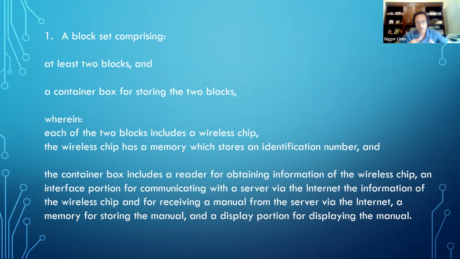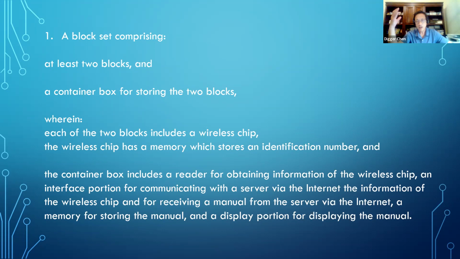The container box also includes a reader for obtaining information of the wireless chip. So it talks about how this container box, in relationship with these blocks, receives information and serves on the internet. These are all the four elements, each element of this claim. So this is one claim we call an independent claim. That's not dependent on other claims.